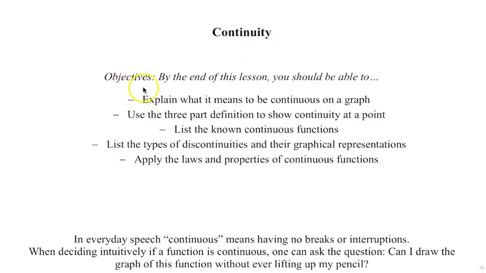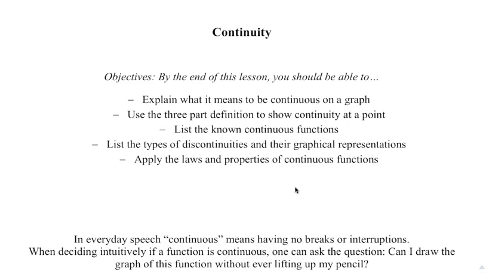Continuity. Objectives. By the end of this lesson, you should be able to explain what it means to be continuous on a graph, use a three-part definition to show continuity at a point, list the known continuous functions, list the types of discontinuities and their graphical representations, and then finally apply the laws and properties of continuous functions.